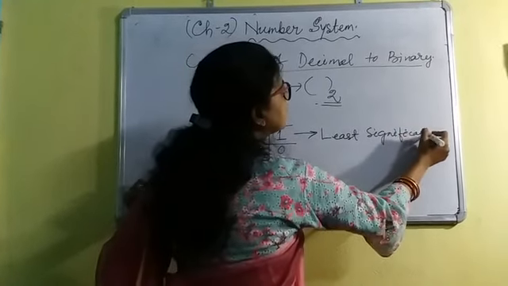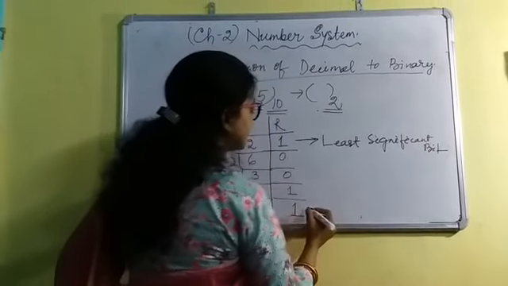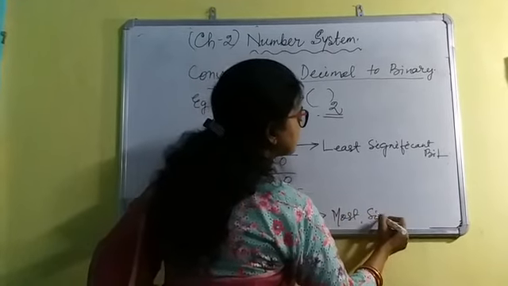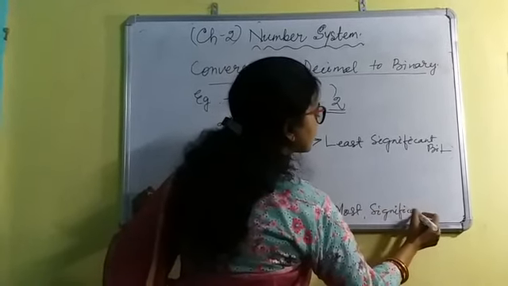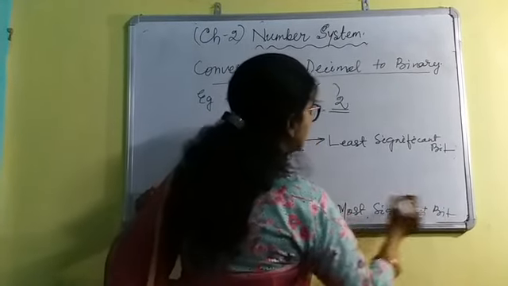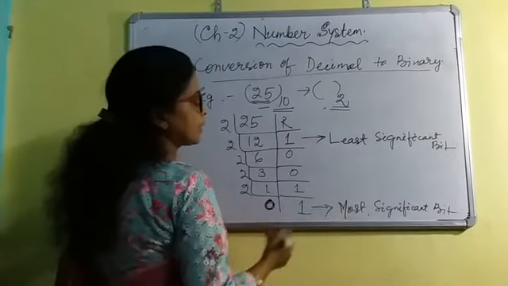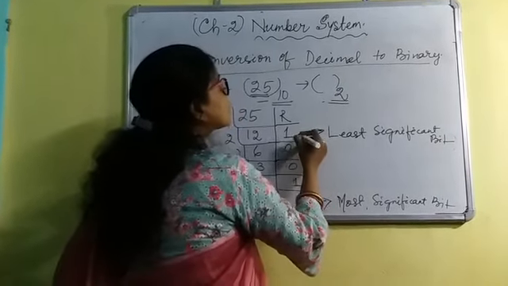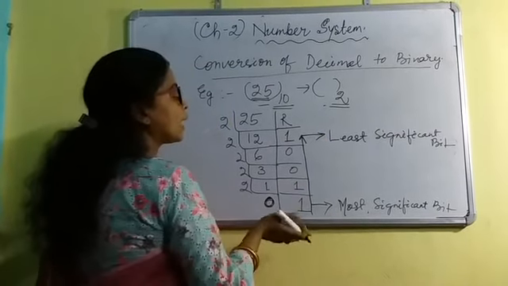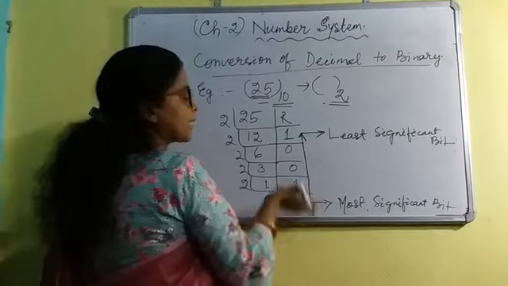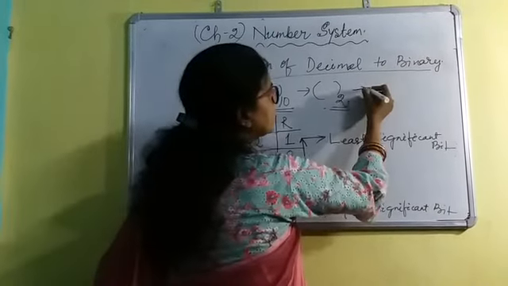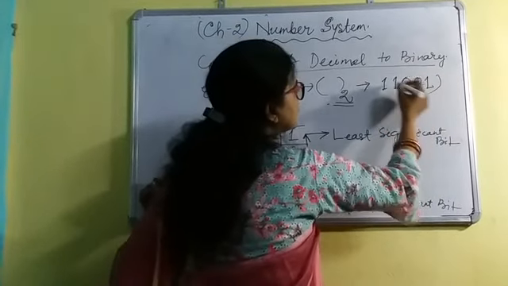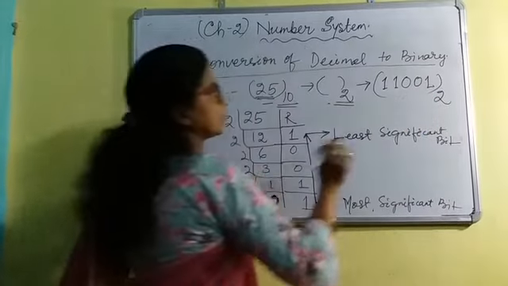Least significant bit. And the last remainder value is known as most significant bit. So what we will do now, how we will get the binary numbers? From last remainder value to top remainder value, I will read, and I will read in backward manner. So my binary numbers will be 1, 1, 0, 0, 1. So this is my binary number.